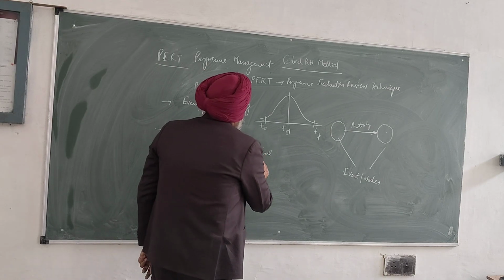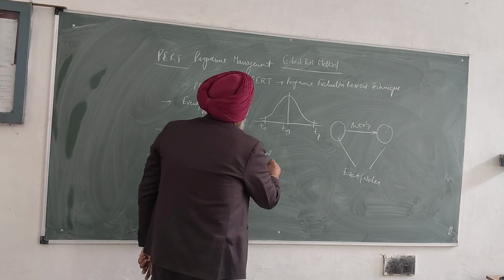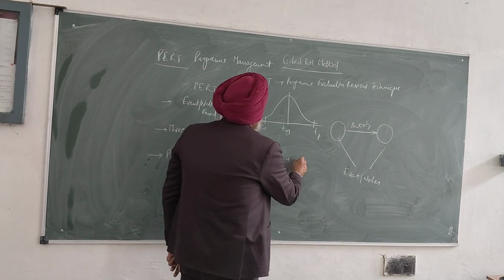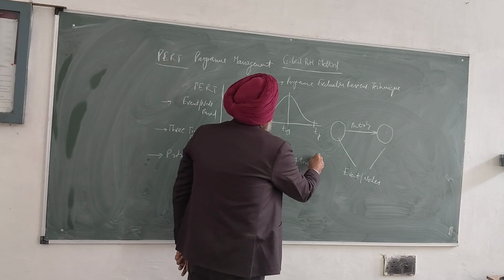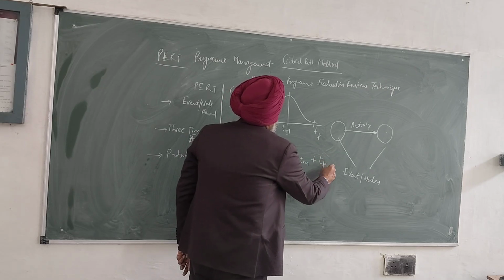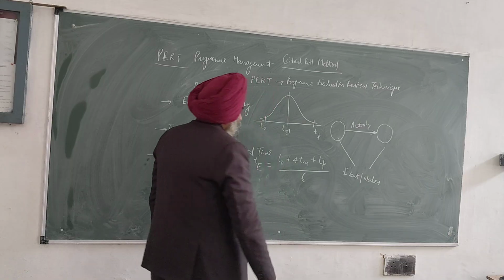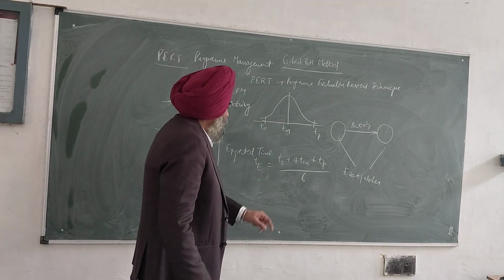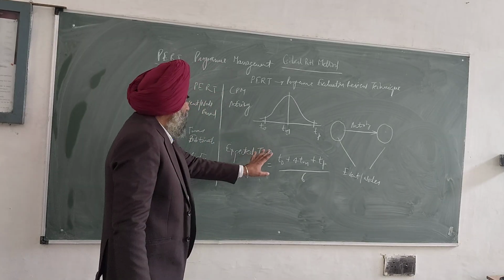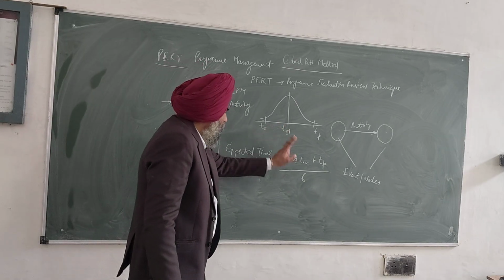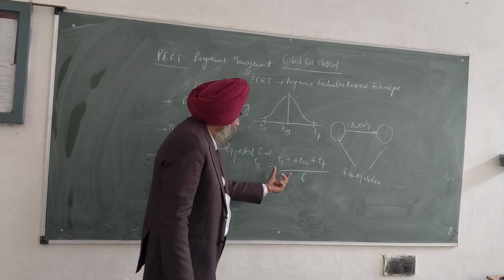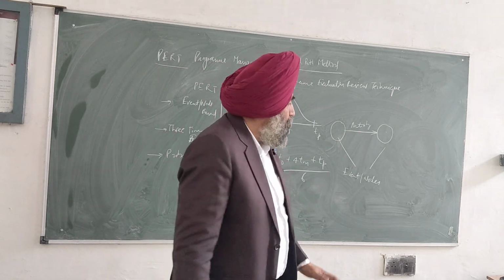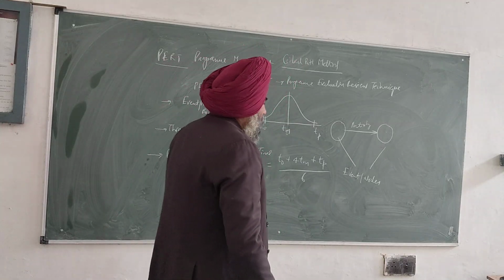You can write down small t, capital E. This is the expected time. Clear? TE equals TO plus 4 times TM plus TP, upon 6. There is a single time associated with this one. So this is called the expected time. Once we calculate the expected time for all the activities, we'll have one unique value for each activity. Today we'll calculate this thing.